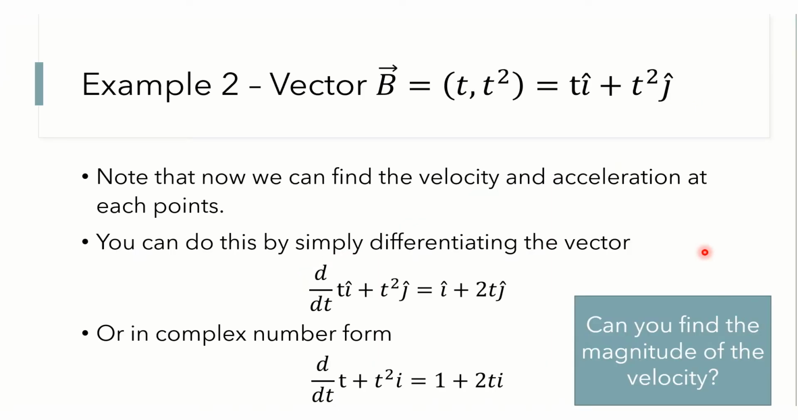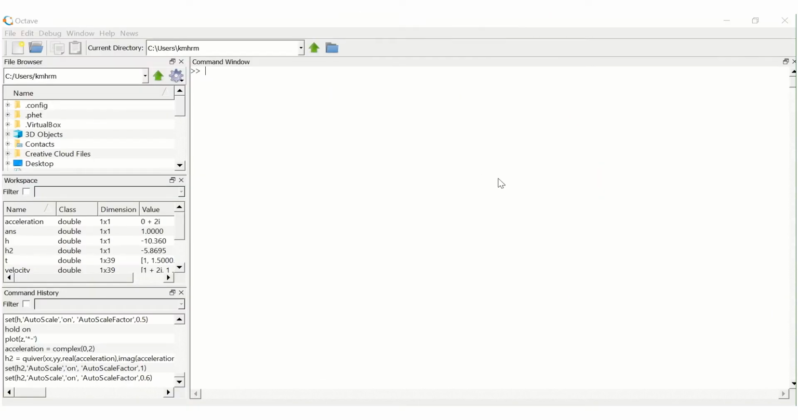So now let's go beyond a straight line, and we consider a vector b, which is given in this form, where you have t for the i component, and for the j component this is going to be t squared. So here you have t i plus t squared j. Now let us look at the trajectory of this vector first. So we want to plot the trajectory of this vector b.